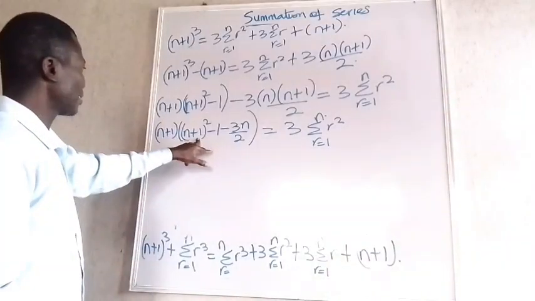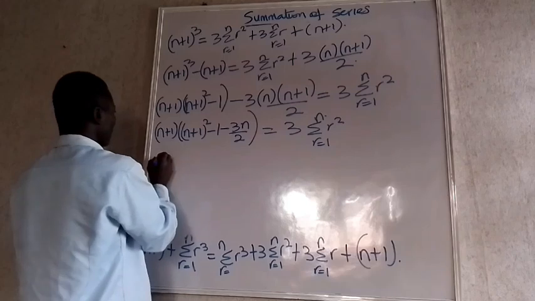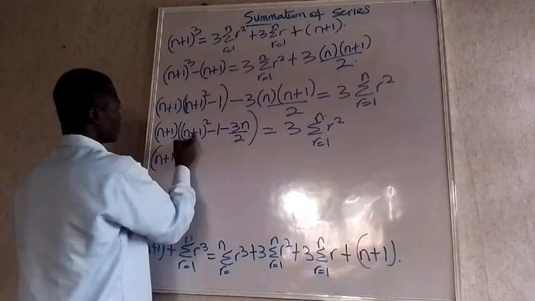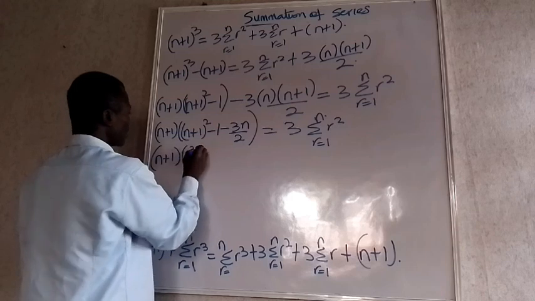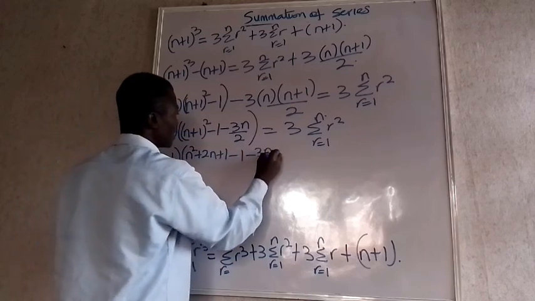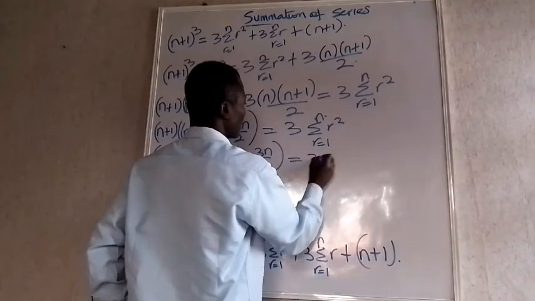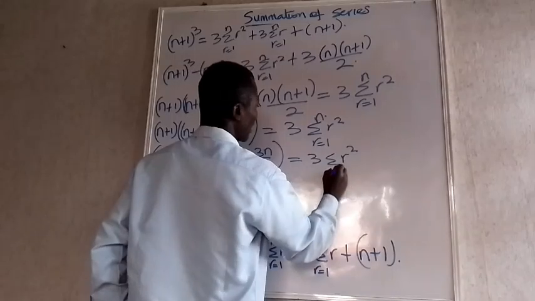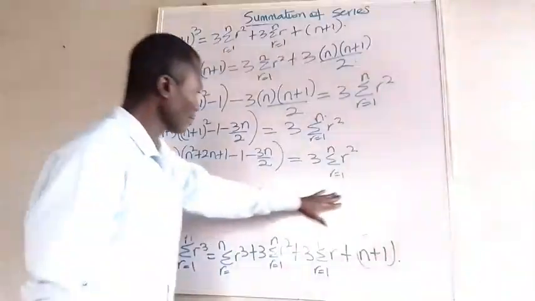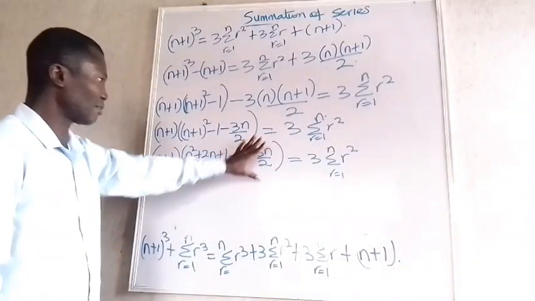Expand. When I expand this, it's going to be n plus 1 into n squared plus 2n plus 1 minus 1 minus 3n over 2 is equal to 3 summation r squared, r equals 1 to n. So you can see this is where the work is now. So let's concentrate on this.